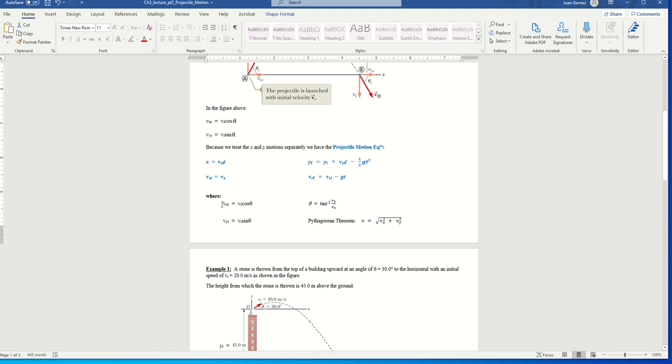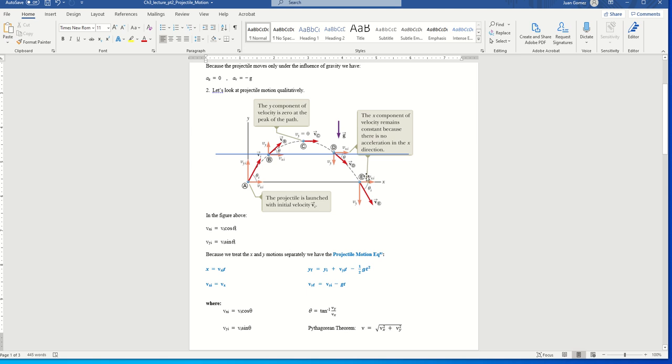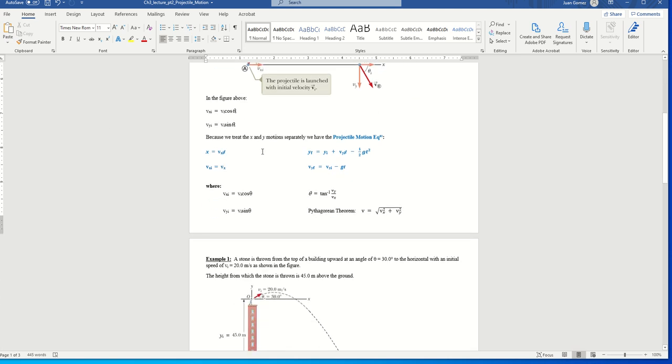Remember though, what is Vxi in general? Vxi is Vi cosine theta. Do not forget that. Now the second x equation isn't really an equation. It just says Vxi equals Vx, telling you that Vx is constant. That Vx anywhere along the trajectory is the same as the initial Vx, because Vx never changes. So that does not help us in terms of any calculations. It's good to know. So we have equation 1, x is equal to Vxi times t.